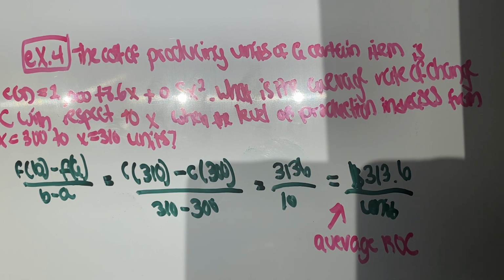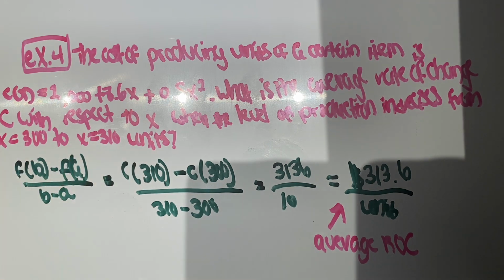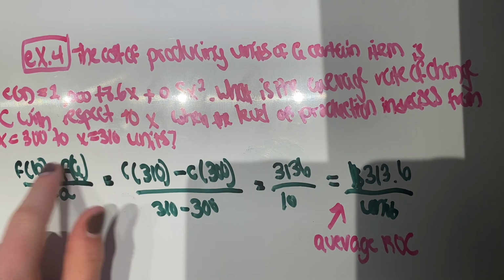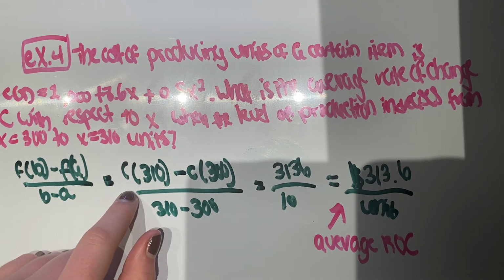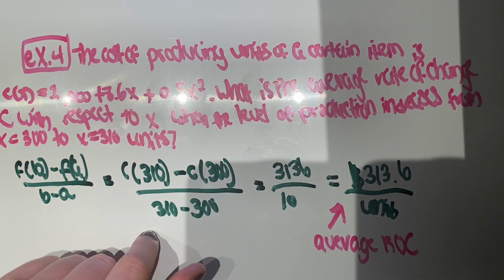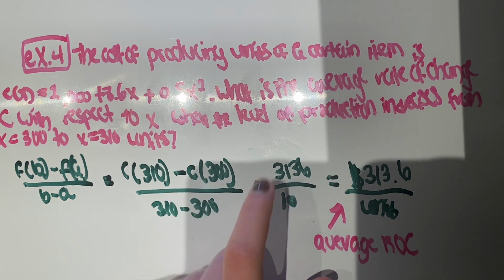So first, we're going to plug this into the average rate of change equation, which is equal to f of b minus f of a over b minus a. And so we're going to plug in the values of x that they state: x equals 300, and x equals 310. So since 310 is equal to b, f of b, we're going to plug that in here. C of 310 minus C of 300, which is f of a, over b minus a, which is 310 minus 300 as the values.